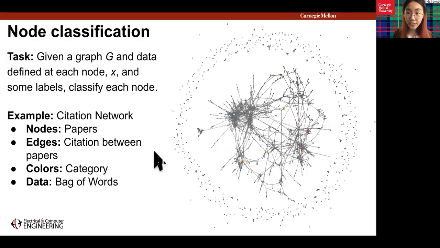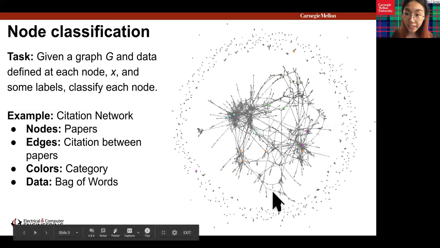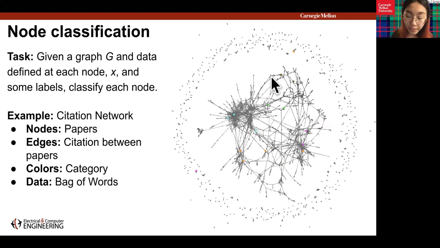So the task of node classification is to assign labels to each node given a graph G and the data defined at each node X, and also some but not all of the labels. For example, on the right, you could see a citation network. Here, the nodes represent papers and the edges represent citations between papers. You can see only a few of the nodes are colored here, and the colors represent category of paper. For example, the blue nodes could be a math paper and the green nodes could be a biology paper.